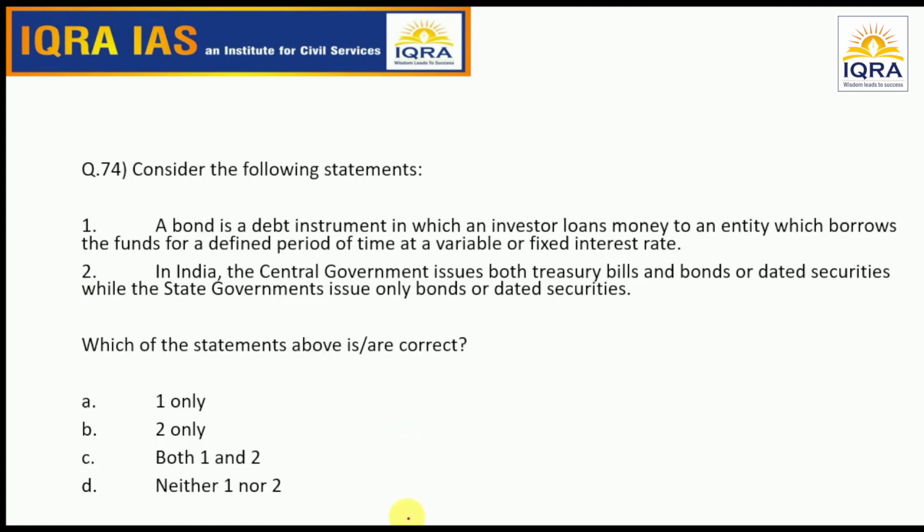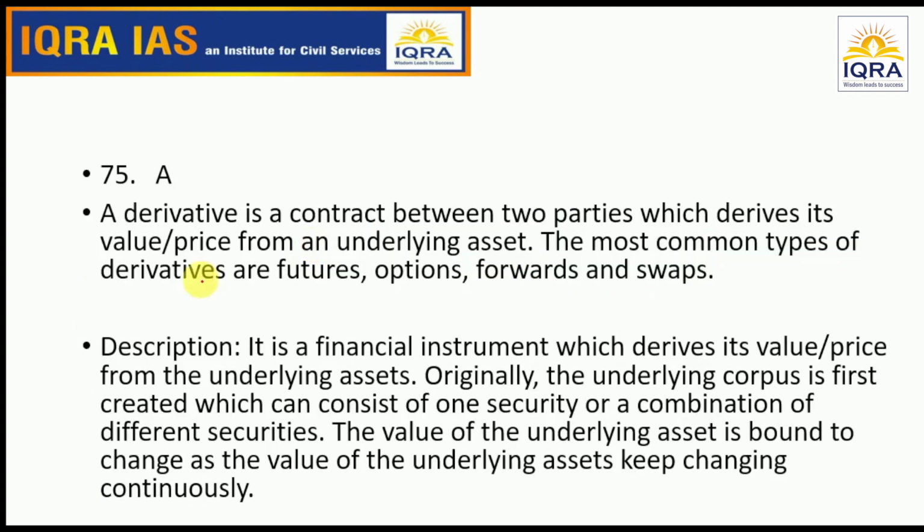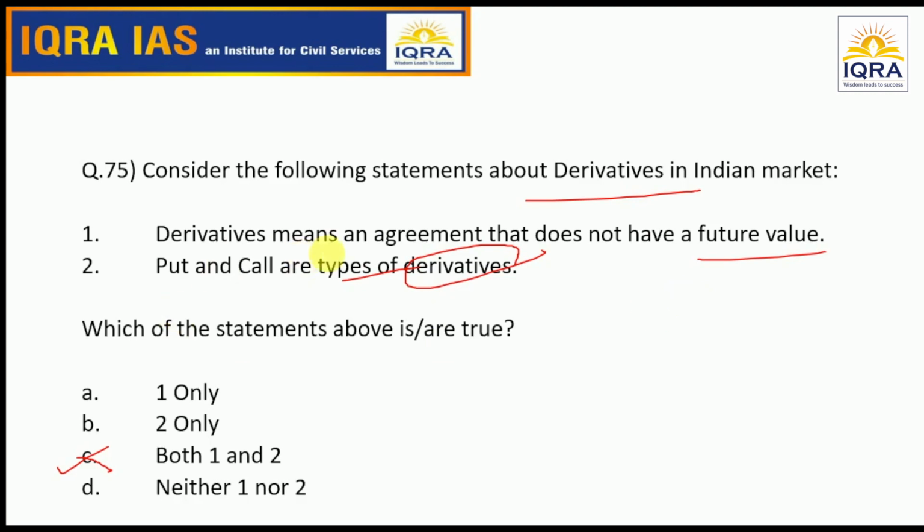Moving on, question number 74. Consider the following statements about derivatives in Indian market. Derivatives means an agreement that does not have a future value. No. A derivative is a contract between two parties which derives its value from an underlying asset. The most common types of derivatives are futures, options, forwards, swaps. Put and call are not types of derivatives. Am I wrong? This is correct.